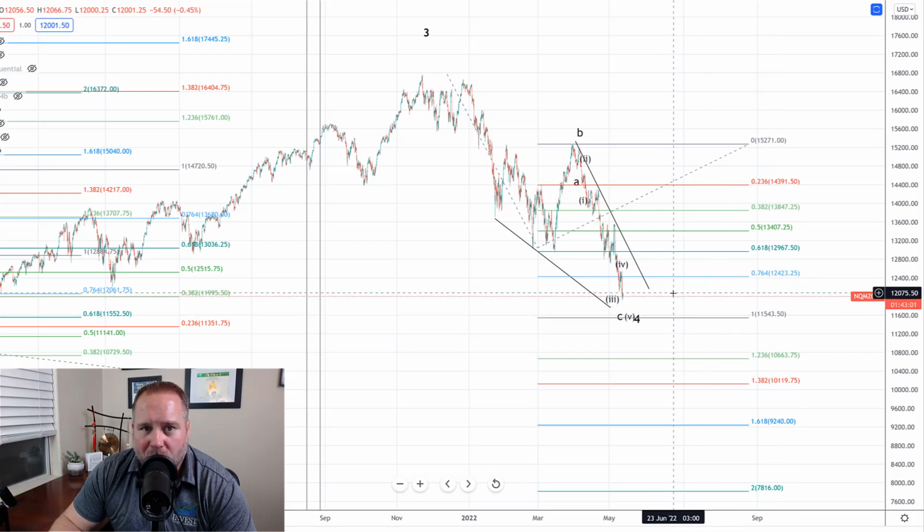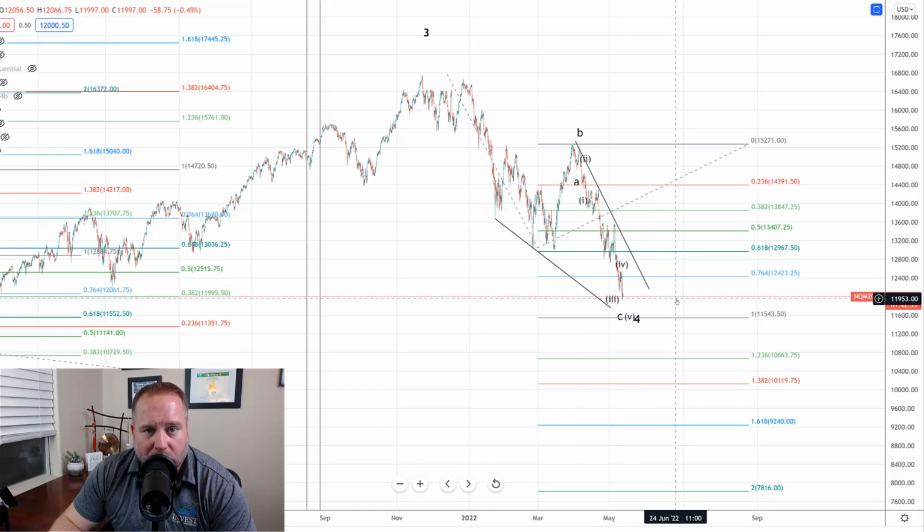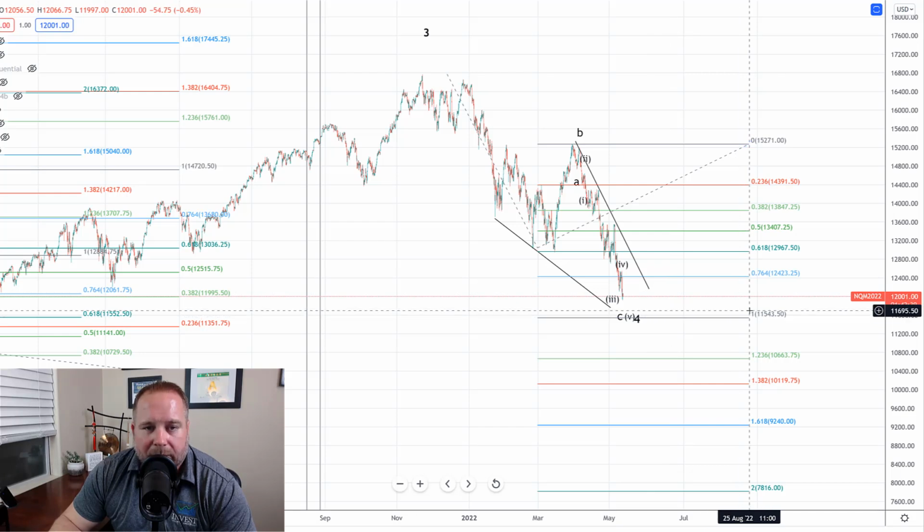It also has some support around 11,850 based on this C wave structure as a bottoming area. But we need to see a reversal in the NASDAQ very soon. So the bulls, as we said the other day, their backs are up against the wall. We could be looking at 3750 next on the ES, as well as 11.5 next on the NASDAQ. And then the bulls really have nowhere else to go.